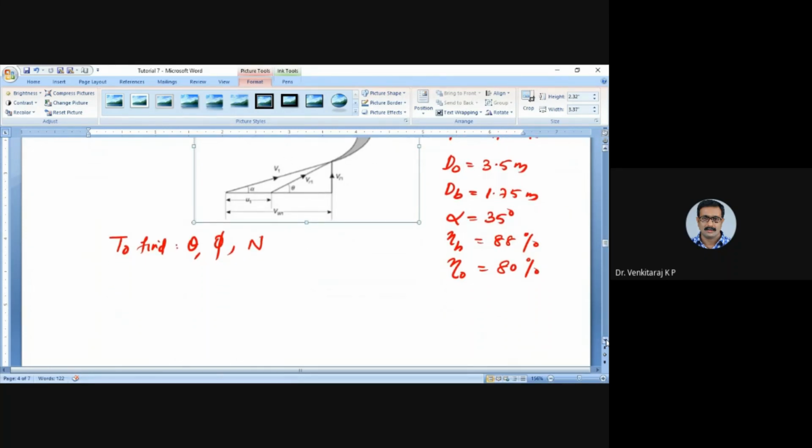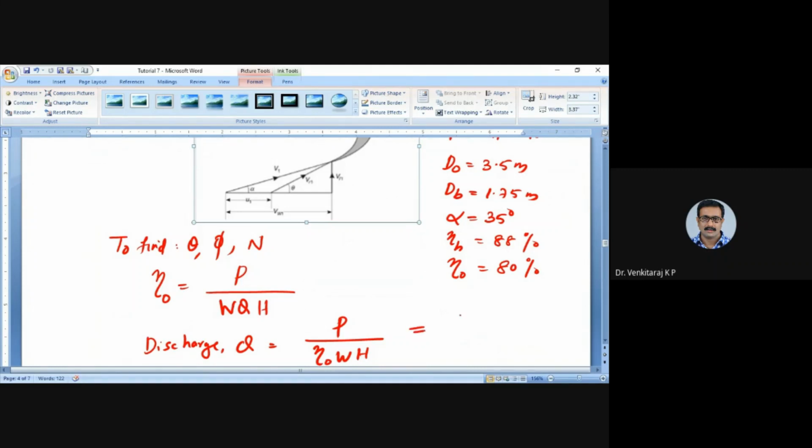So to solve the problem, let us start from the equation of the overall efficiency. We have overall efficiency eta naught as shaft power divided by runner power. So in this equation, eta naught is known, P is known, H is known. So you can calculate the discharge of the turbine. So discharge Q will be P by eta naught W into H.